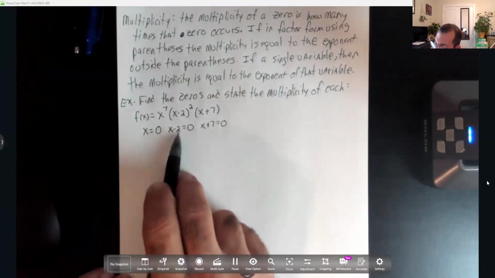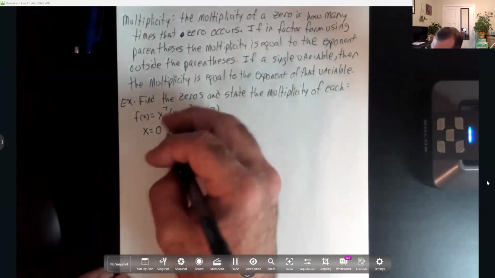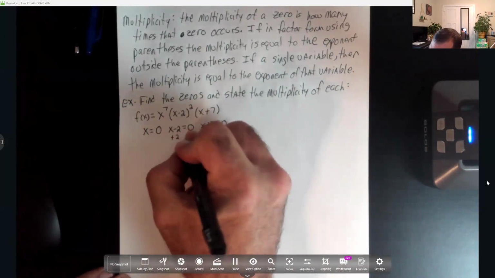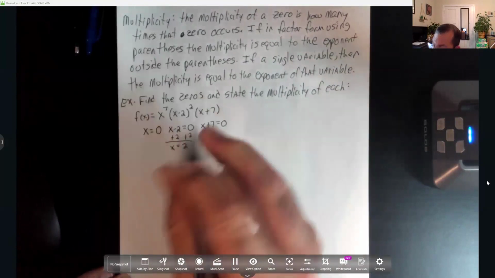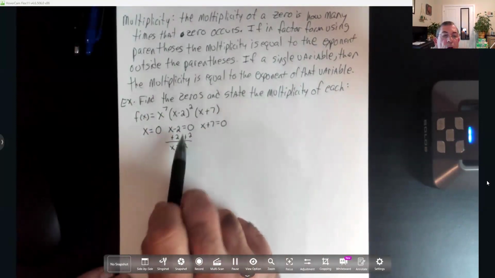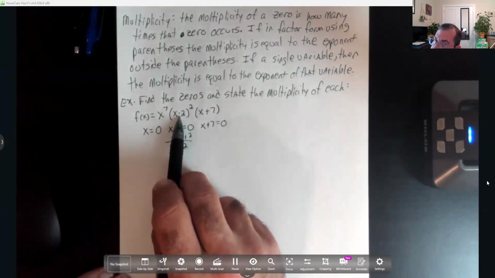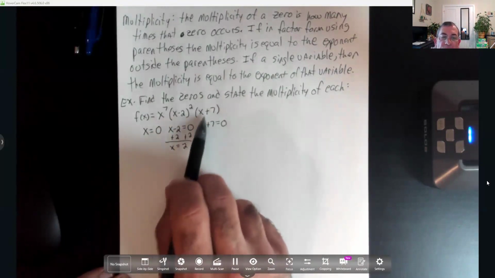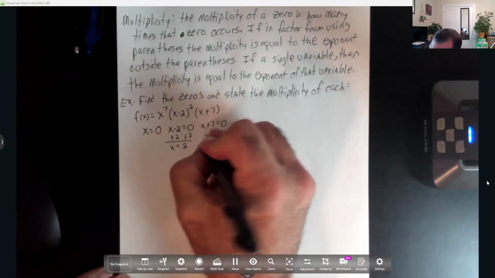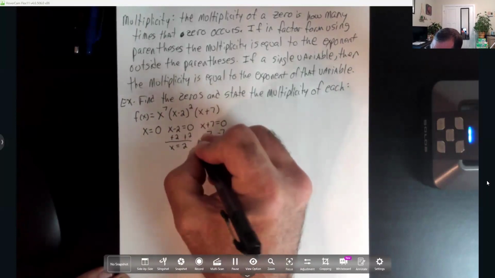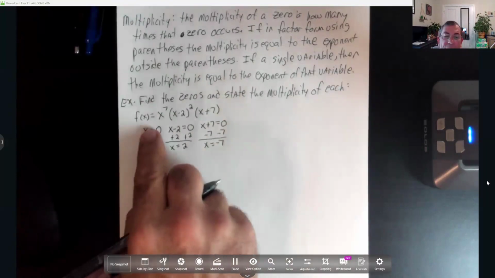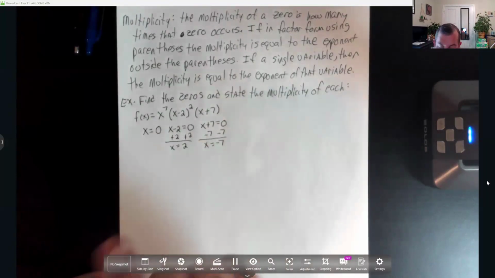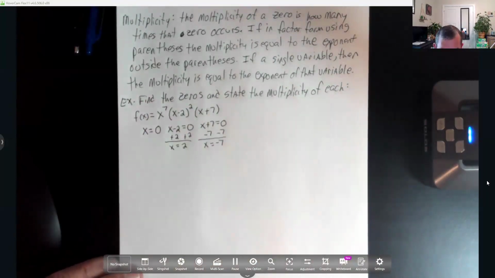Okay. So now we'll solve these by adding 2 to this one. And again, x equals 2. So remember, the zeros are always opposite in sign than the factors. So since this was a positive 7, our 0 will end up as a negative 7. All right, so I got my 3 zeros. Now here's how they do the answers on this one.